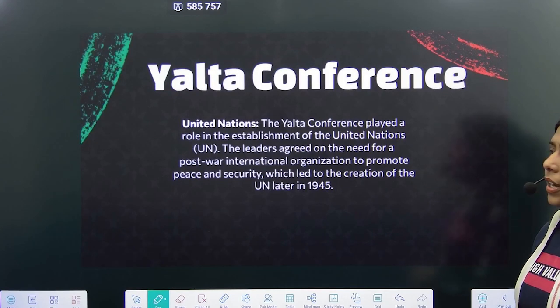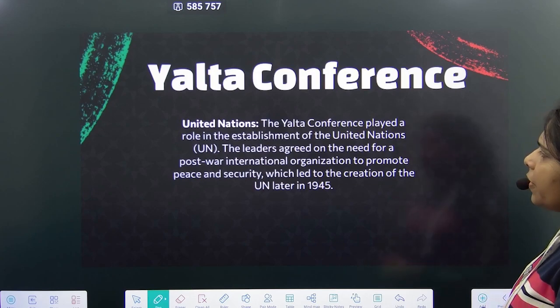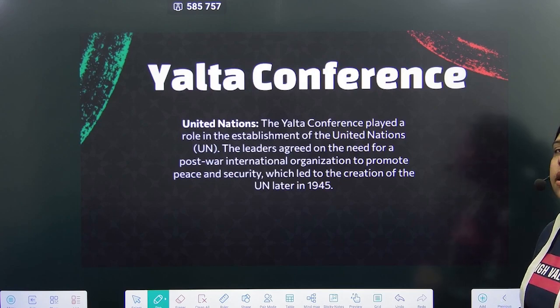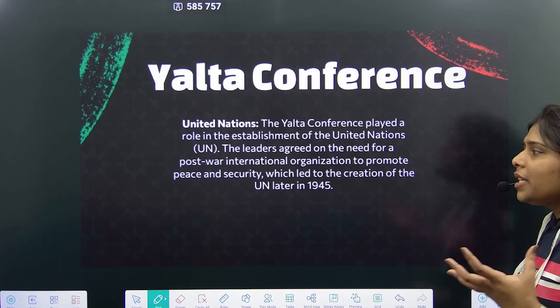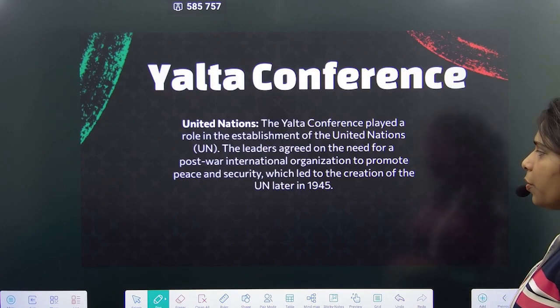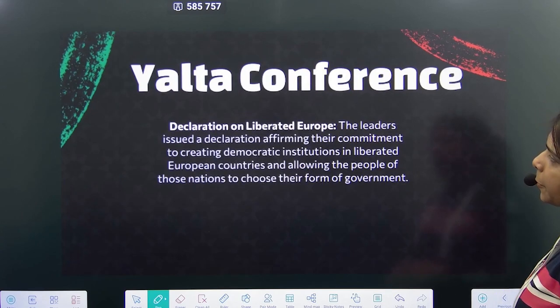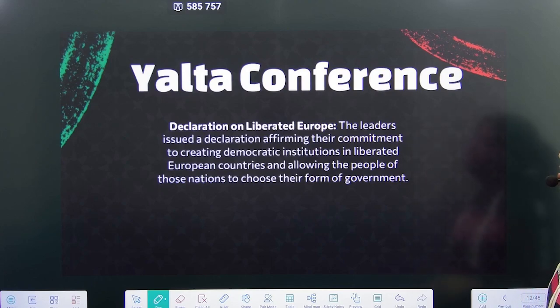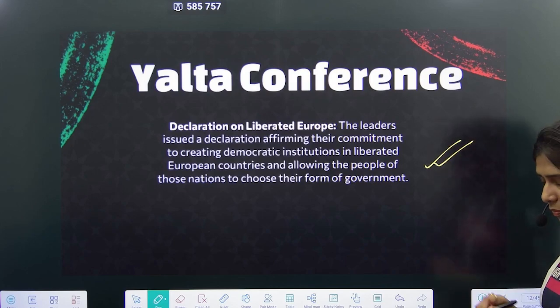Then, the formation of the United Nations. Of course, we've discussed it, the Yalta Conference played a very important role in the establishment of the UN, because the leaders agreed that we do need a post-war international organization so that we could promote peace and security, which led to the creation of the UN later in 1945. Now, another thing, the Declaration on Liberated Europe. The leaders issued a declaration affirming their commitment to creating democratic institutions in liberated European countries and allowing the people of those nations to choose their form of government. A very important thing. Try to understand over here.